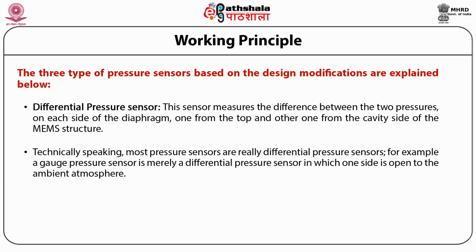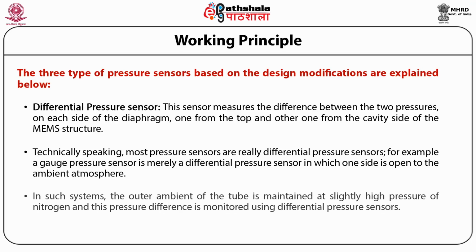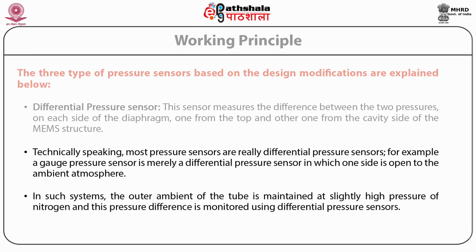ambient atmosphere. The differential pressure sensors are used in high pressure oxidation systems to maintain the oxygen pressure ranging from 1 to 10 atmospheres inside the quartz tube during the oxidation of silicon. In such systems, the other end of the tube is maintained at a slightly higher pressure of nitrogen, and this pressure difference is monitored using differential pressure sensors.